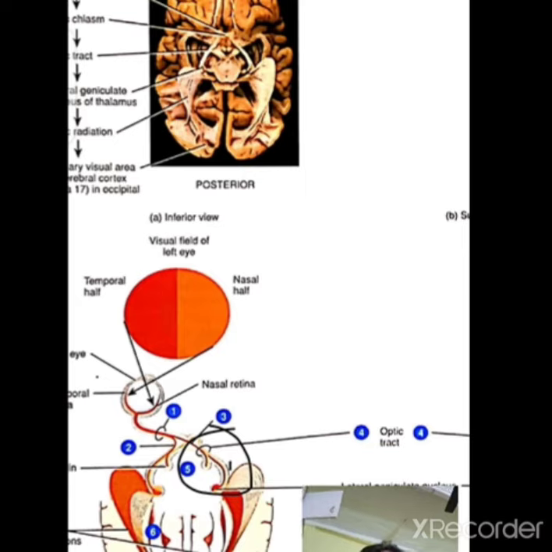Here the neurons synapse, and their axons form the optic radiations, which project to the primary visual areas in the occipital lobes of the cerebral cortex, and the visual perception begins. Some of the fibers in the optic tracts terminate in the superior colliculi, which control the extrinsic eye muscles, and the pretectal nuclei, which control the pupillary and accommodation reflexes.